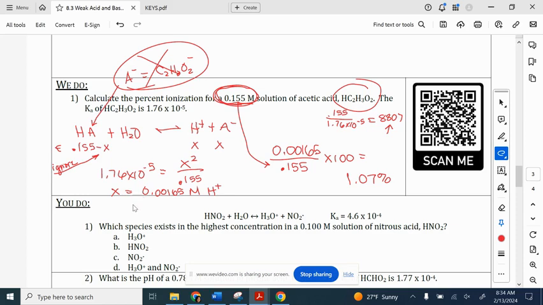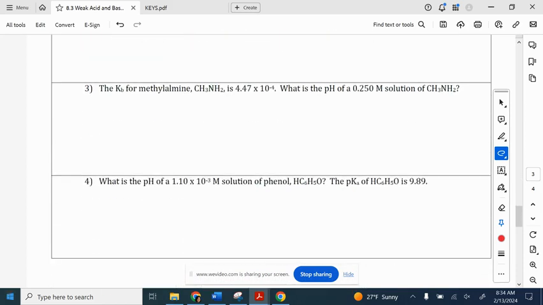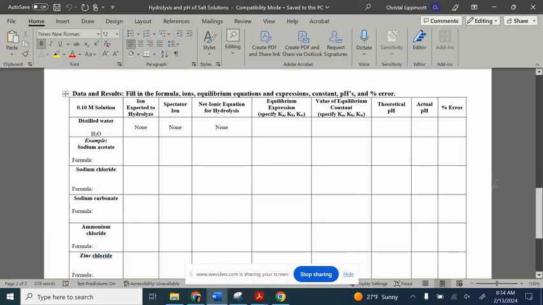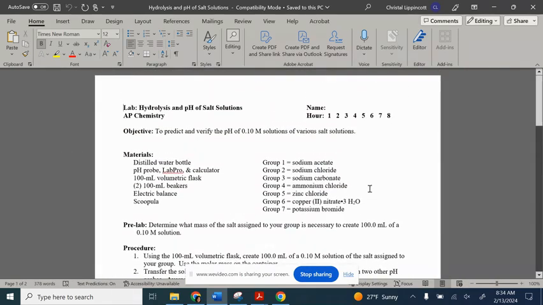Now, let's go on to some fun stuff. So this is homework tonight. I also want to take you over to the other sheet that you're going to see in your packet for this. This is what this is when you have these salts. Well, let me see here. Hold on. Maybe you have other stuff in here. Yeah, there's some other things.